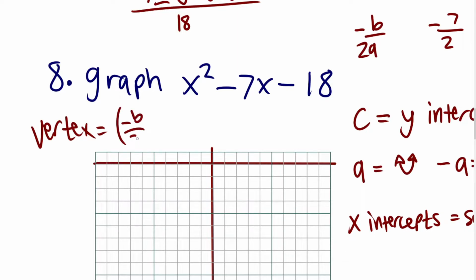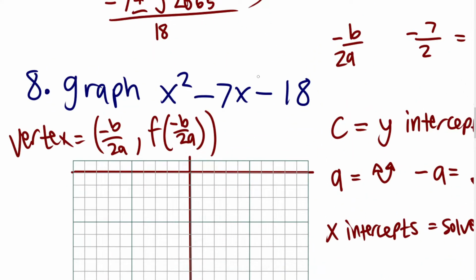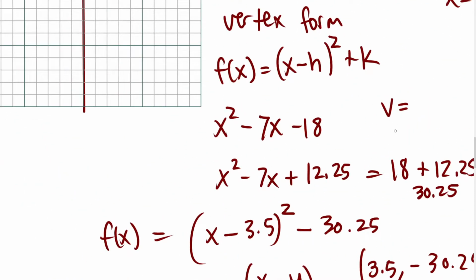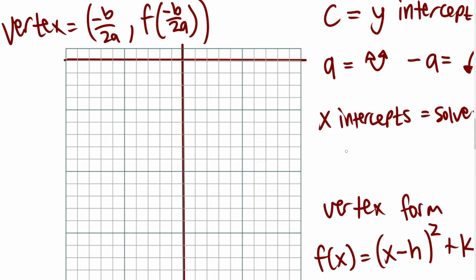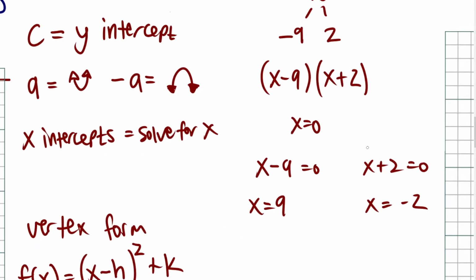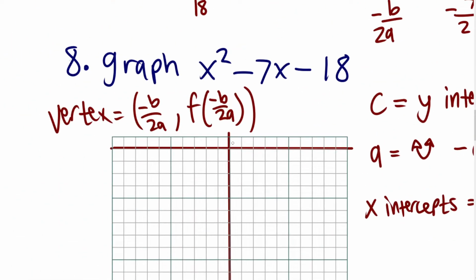Negative b over 2a, comma, and then you would plug that into your formula to get your y. I'm not going to do that with this one just for the sake of time, but you should get the 30.25 from that. Now for graphing, I'll put the x-intercepts. We know that we have an x-intercept at 9 and an x-intercept at negative 2.